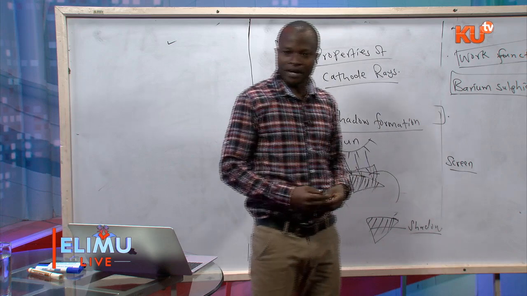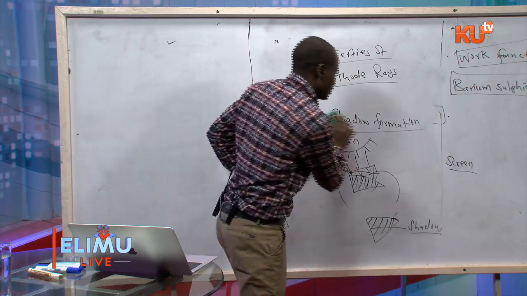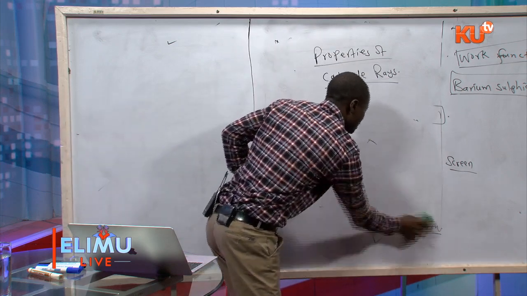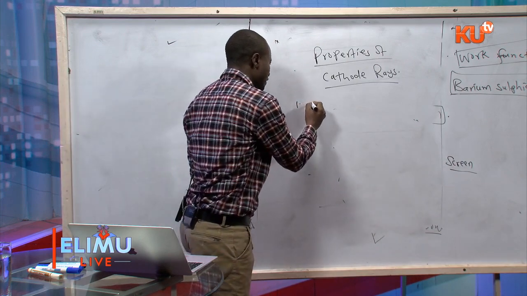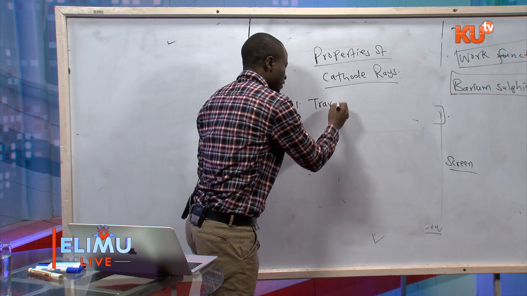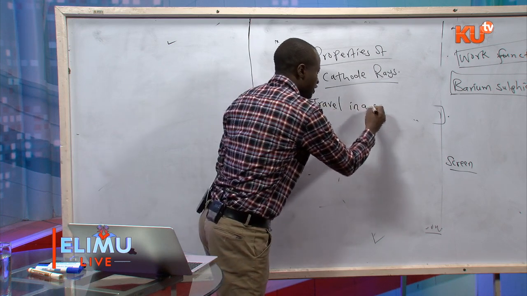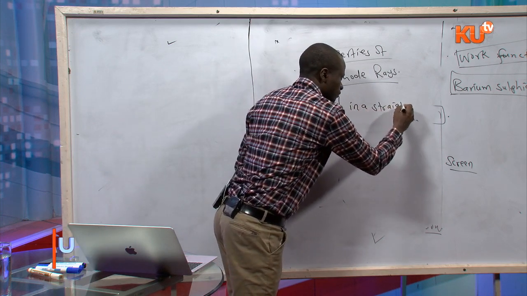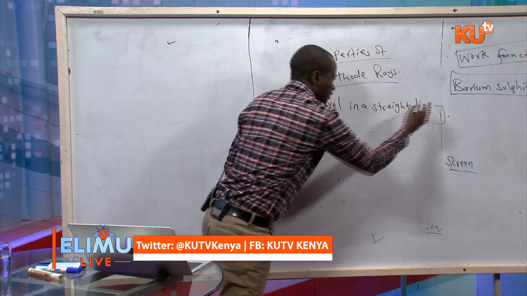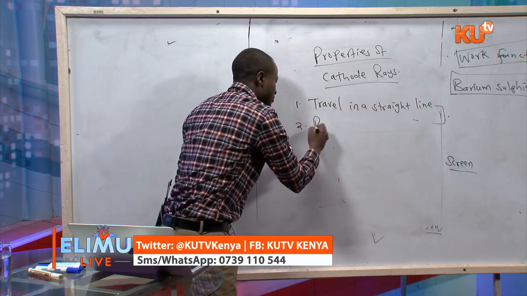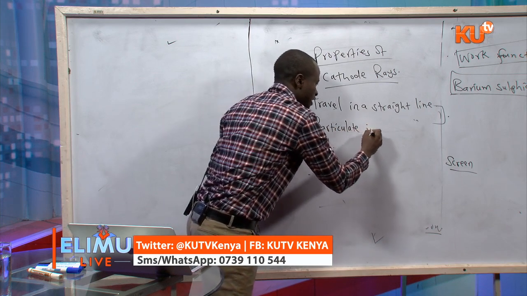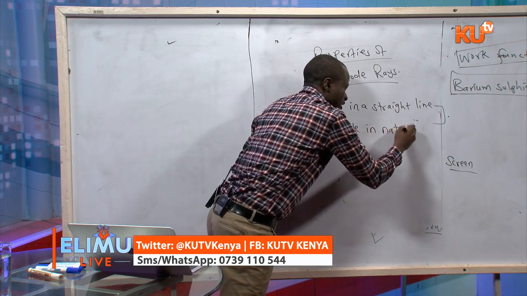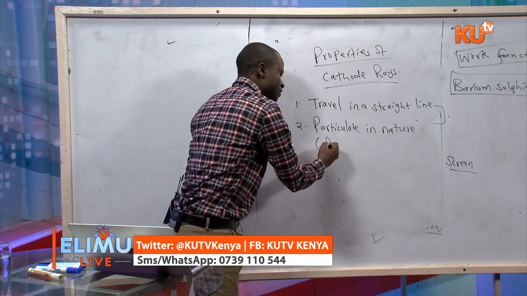Cathode rays are particulate in nature. So note down the key properties. We have said 1, they travel in a straight line. Then number 2, we are saying they are particulate in nature. In other words, these are just particles.